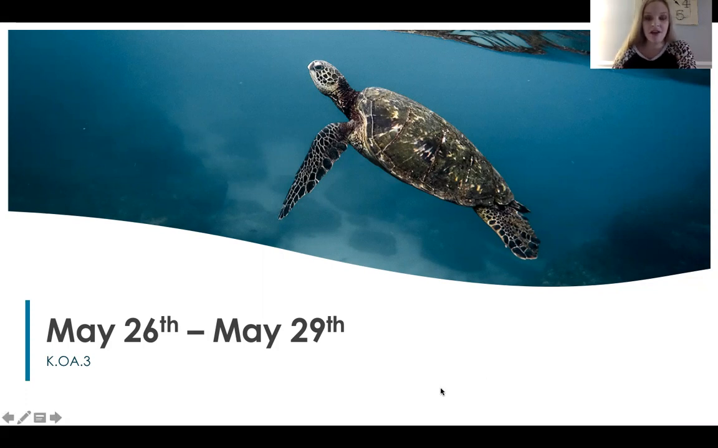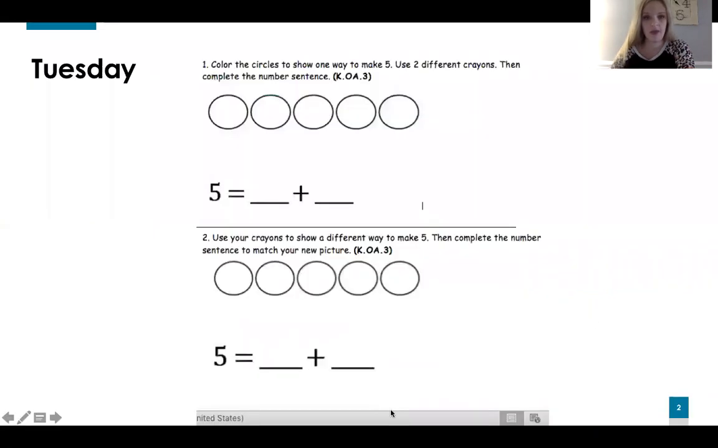I have up here slides and we're gonna go through what you're going to be doing. We are working on standard K.O.A.3, which is decomposing groups and looking at those types. All right. So one thing that we do a lot in class that we've already worked on is how many different ways we can make 5. And we've done this with our counters. So this is just kind of a review.